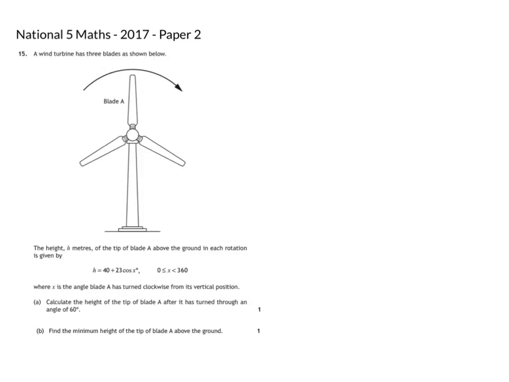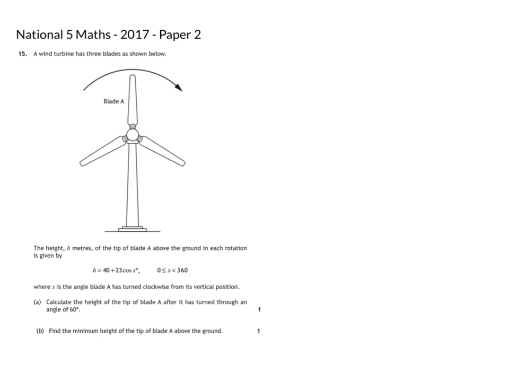So we've almost reached the end of this paper, so we're getting into the really A questions here, the difficult ones. So we've got a wind turbine with 3 blades shown below. The height h in meters of the tip of the blade is shown in each rotation by h equals 40 plus 23 cos x. And it's telling us that x can be equal to 0 or greater than 0, but not more than 360. And x is the angle blade A has turned clockwise from its vertical position. It's got a little diagram showing us that.